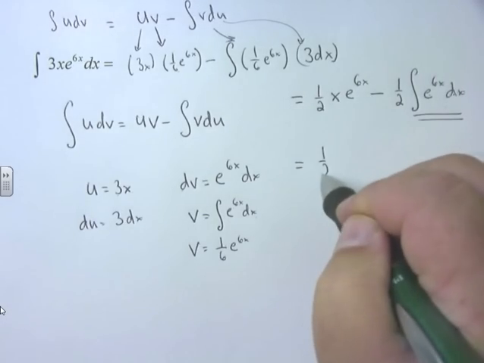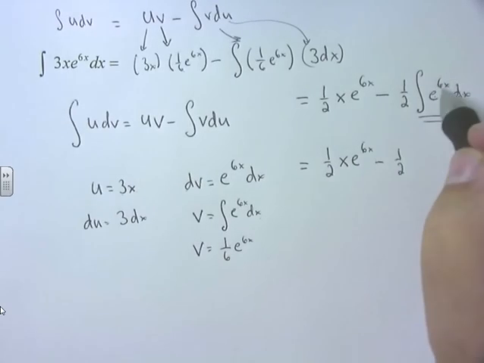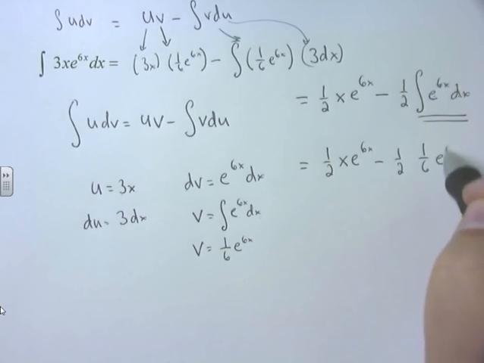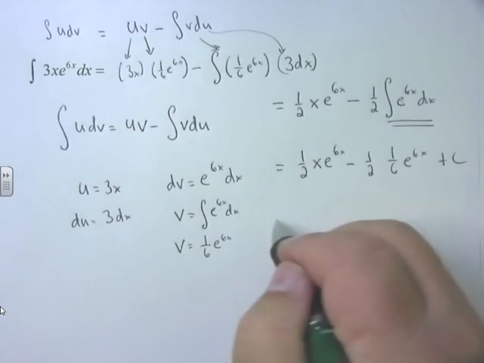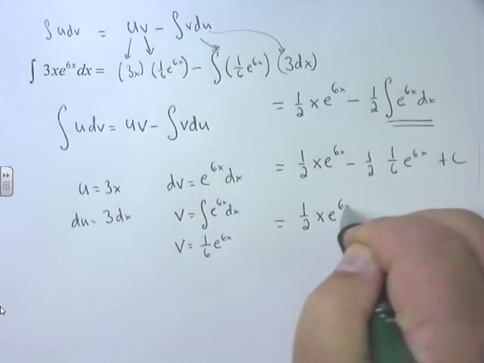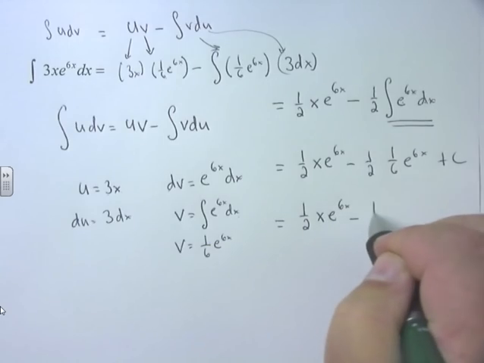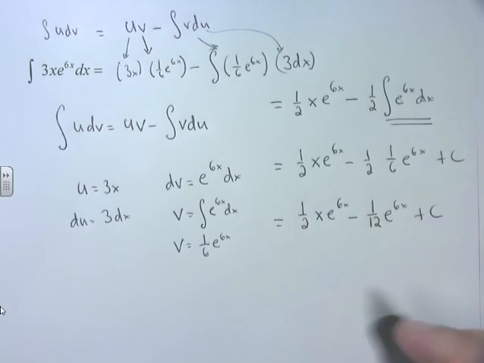So this is 1/2 x e to the 6x minus 1/2, and the integral e to the 6x dx is 1/6 e to the 6x. There's no bounds on this stuff, so plus c. Now I'm going to clean it up and get my answer. This is equal to 1/2 x e to the 6x minus 1/12 e to the 6x plus c. And that's one way the answer could look.